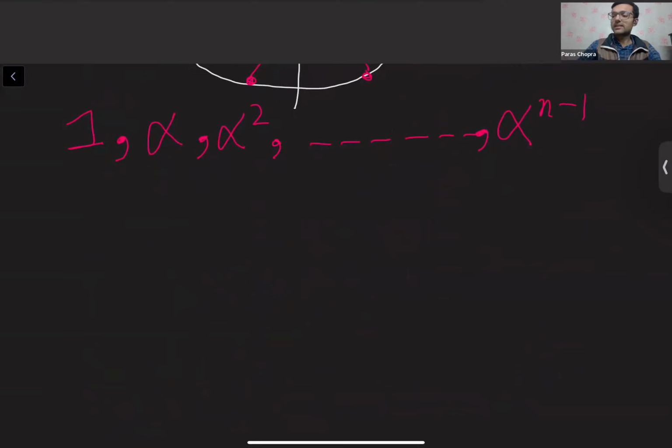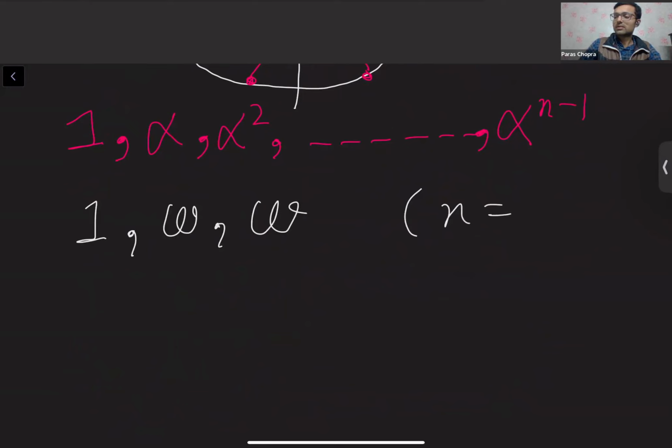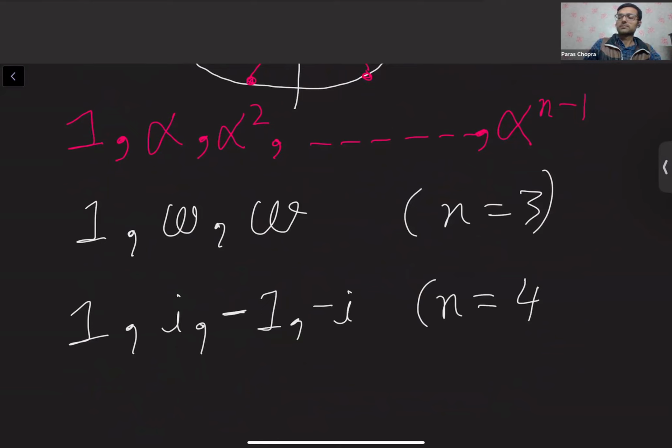So if n is equal to 3, then we have 1, omega, omega square. If n is equal to 4, we have 1, iota, negative 1, and negative iota. And for a general n, we have these values.